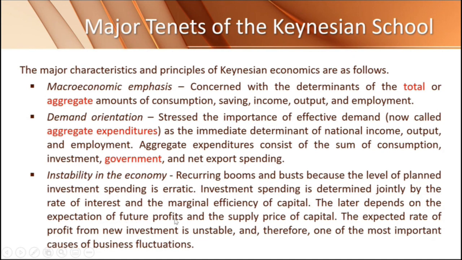Expectation of future profit and supply price of capital. So the expectation can change anytime and can change erratically, right? Of course, this includes the supply price of capital. The expected rate of profit from a new investment is unstable, right? Even to invest in a multi-million factory machine, you expect this machine has a lifespan of 30, 40 or 50 years. So you have to expect what is actually going to happen in 40 or 50 years.